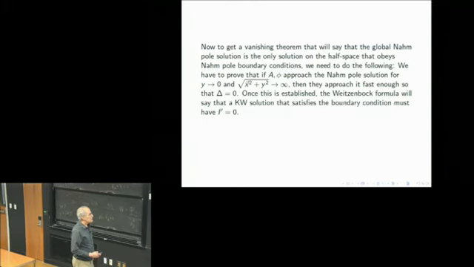But if we're able to show that anything that approaches the non-pole solution approaches it fast enough so that the boundary contribution is 0, then the Weitzenbock formula will say that a KW solution that satisfies the boundary condition must have I prime equals 0. And therefore, it must be the non-pole solution, because I prime was cooked up so that it only vanishes for the non-pole solution.